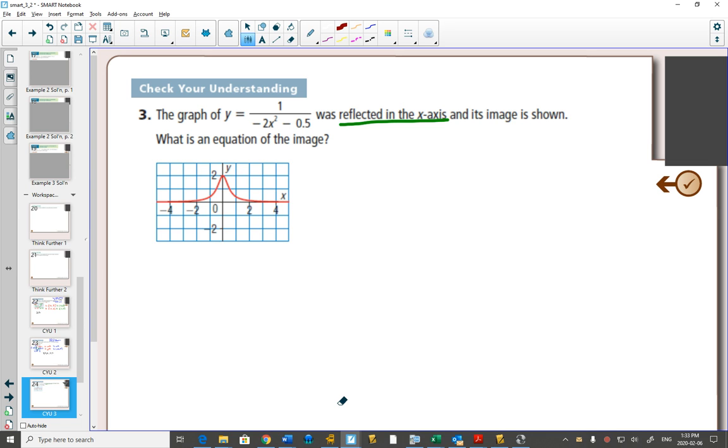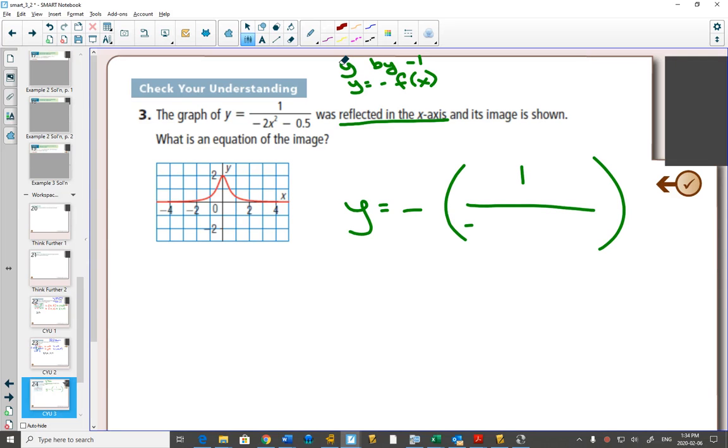So we had underlined that reflected in the x-axis. If you think about that, that means your y values are going to get multiplied by a negative 1. In function notation, that is outside of the function. So if we want to find the equation of the image, and this was the original equation, and reflected in the x-axis means this function notation is really helpful, because it means that we can just take the original function and put a negative in front of it, giving us 1 over negative 2x squared minus 0.5.